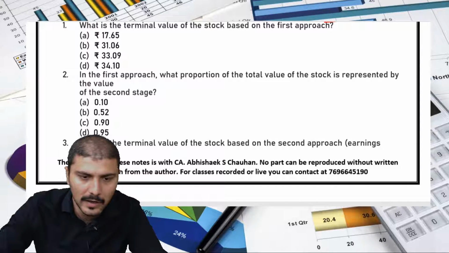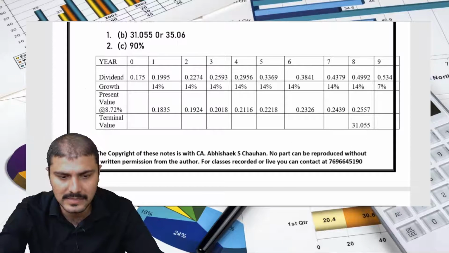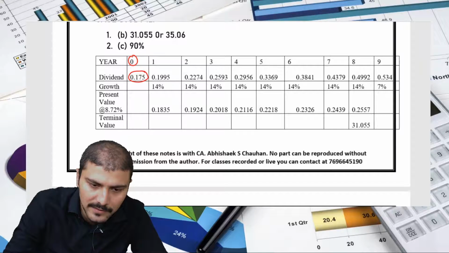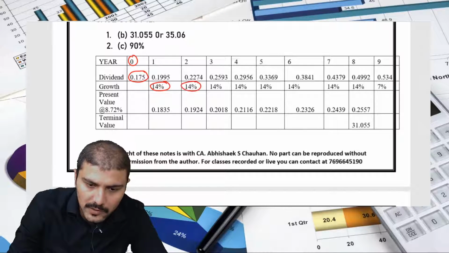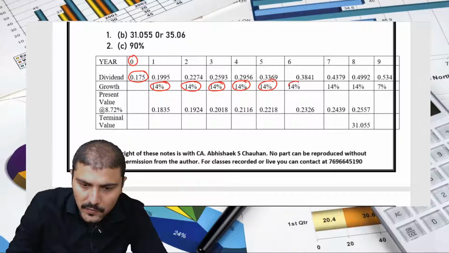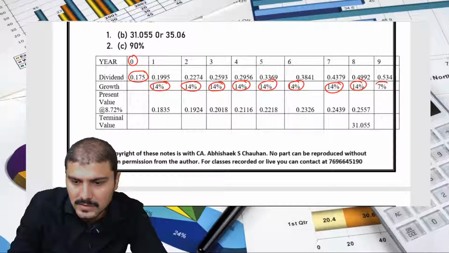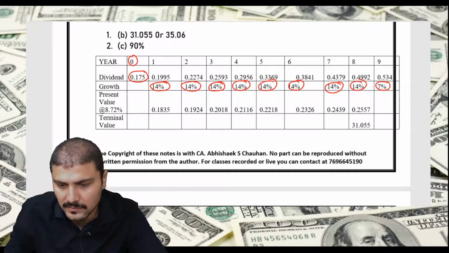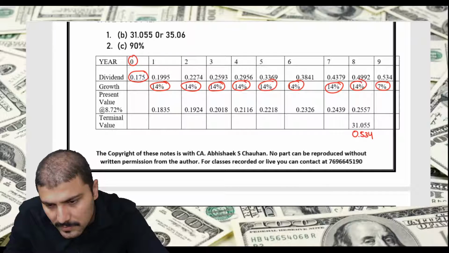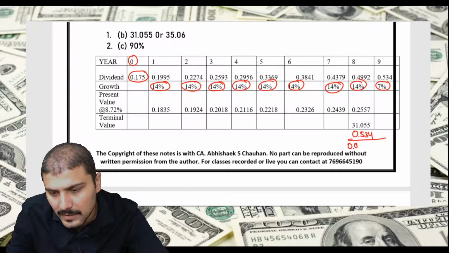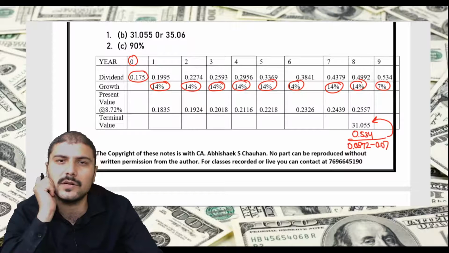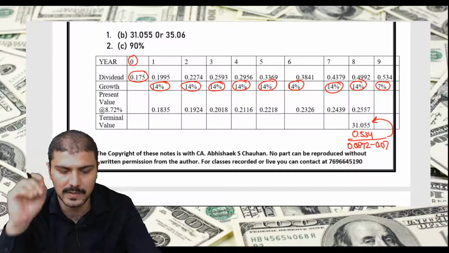If you want to see the calculation, you can see the Excel sheet that I have prepared for you. In year 0, you have the dividend of 0.75175. The growth rate for the first 8 years is 14%, so simply add 14% to this, and in the 9th year it is 7%. To calculate the terminal value, take 0.534, the dividend at the end of the 9th year, divided by K, 0.0872, that is 8.72%, minus 0.07. So you'll get the value as 31.055. That is called the terminal value, the answer to your first part.